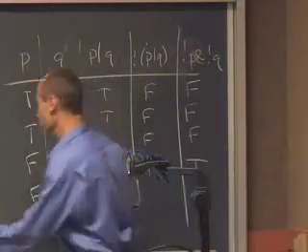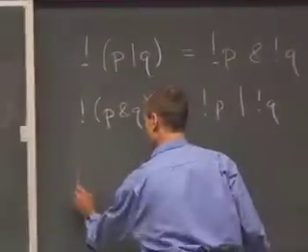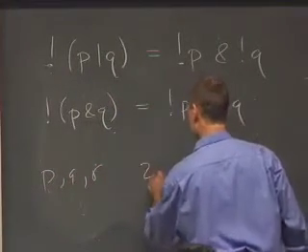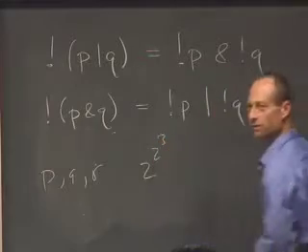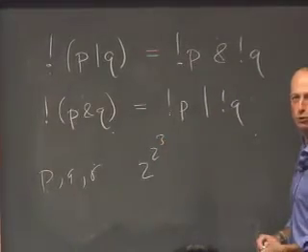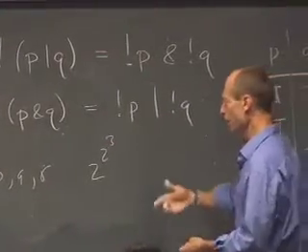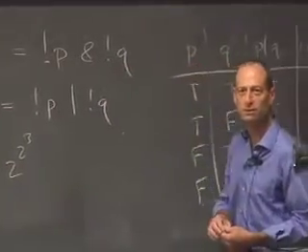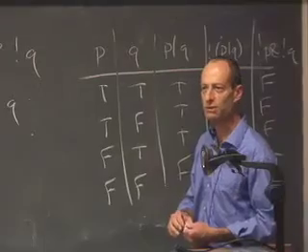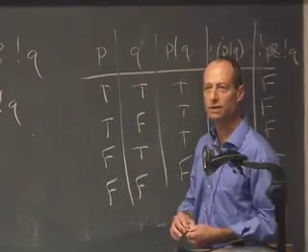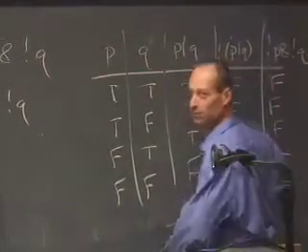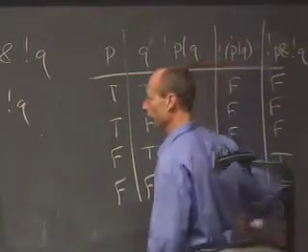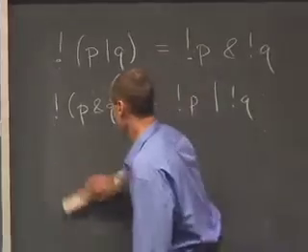Okay? So the number of truth tables with P, Q, and R would be 2 to the 2 cubed possible truth tables. And in general, if we had k variables, it would be 2 to the 2 to the k possible truth tables. Okay. Some of them are really simple. All true, all false, etc. Some of them are more complicated.